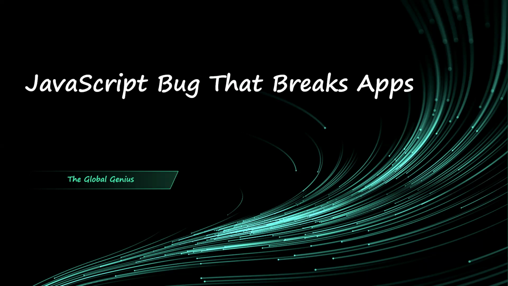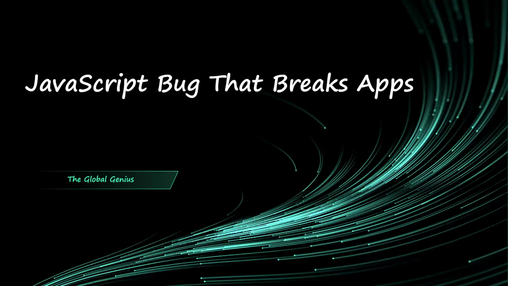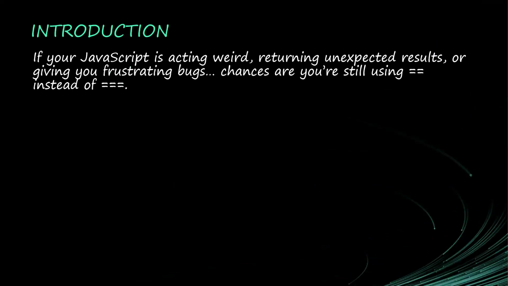So today we are going to start with the mistakes. All right, mistakes that developers make, the mistakes that JavaScript programmers make. The first one is the bug that breaks our apps. Especially, we are looking at the equality operator. Today we are going to look at the equality operator.